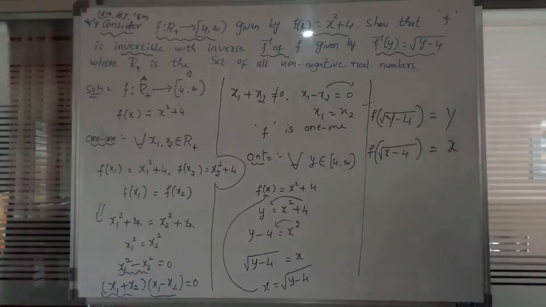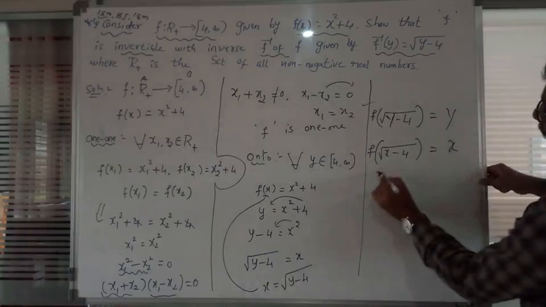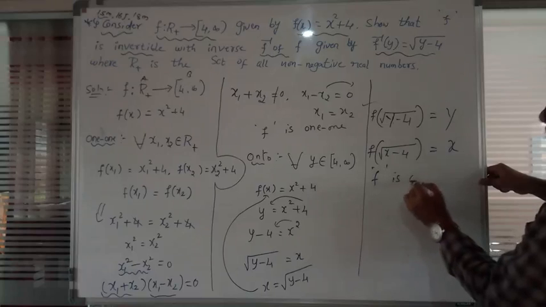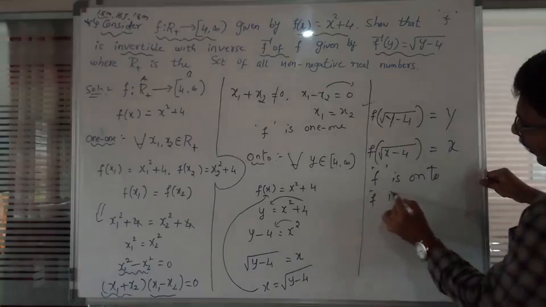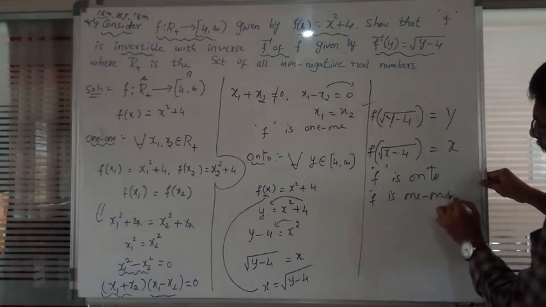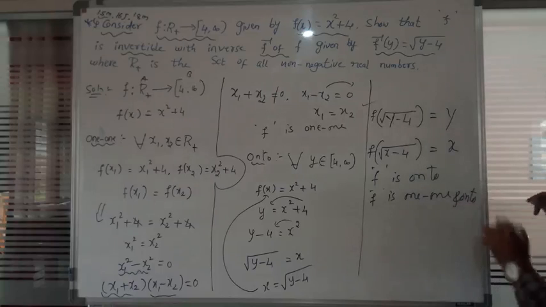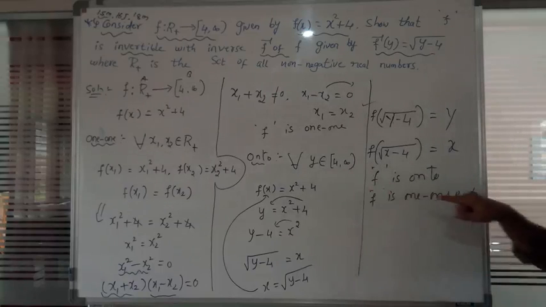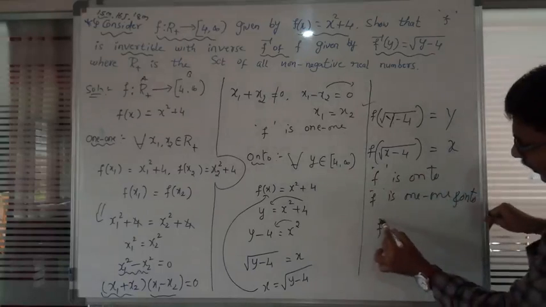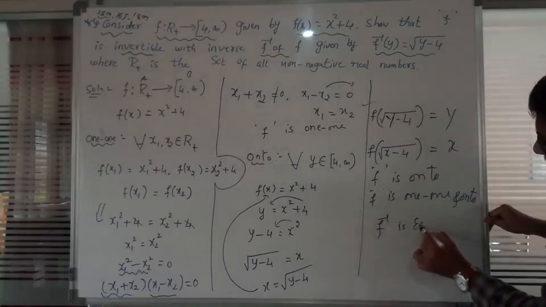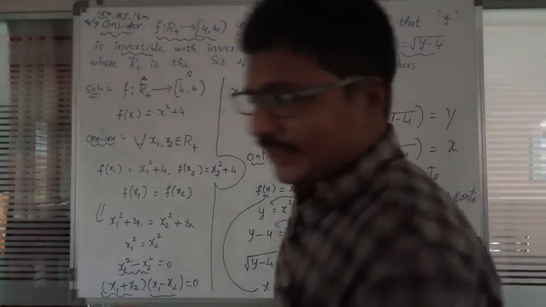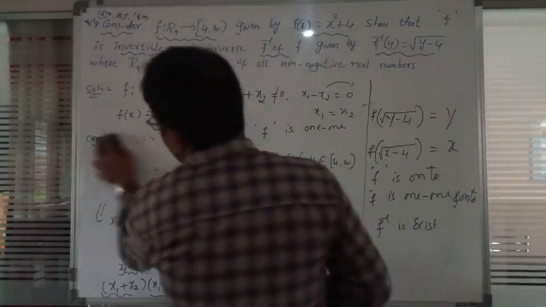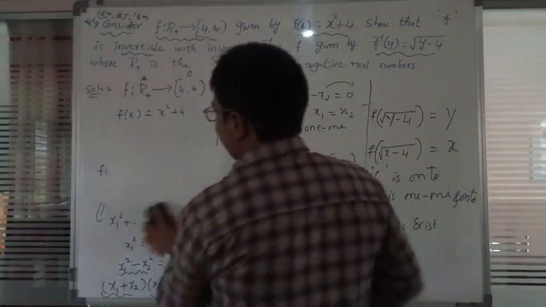Okay, now this type is there. This is f of x minus 4. f is onto. So f is one-one and onto. f is one-one, satisfies onto. Definitely f inverse exists. Very simple. The f inverse existence is very simple.